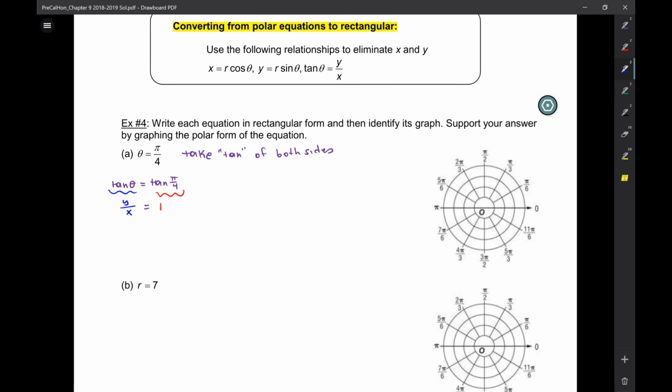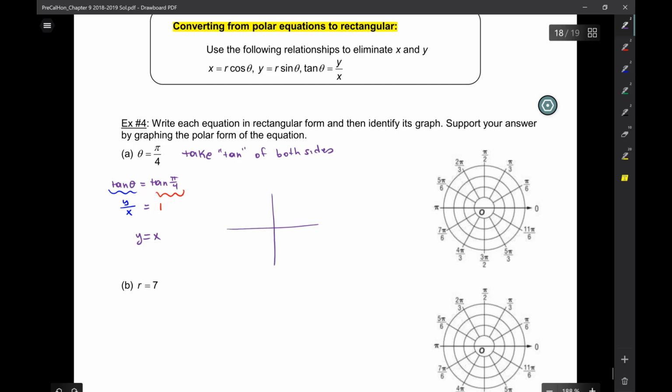I worked on each side independently, right? Y over x is equal to 1. Like tangent of theta is y over x from that identity. Tangent of pi over 4 is 1. Now look at that. Magically, all thetas are gone. Can I solve this equation for y now? Y equals x. What kind of graph does that give me? A diagonal line through the origin, right?